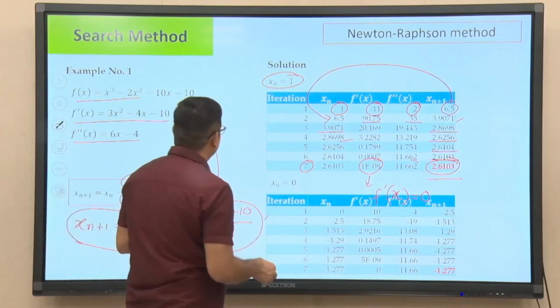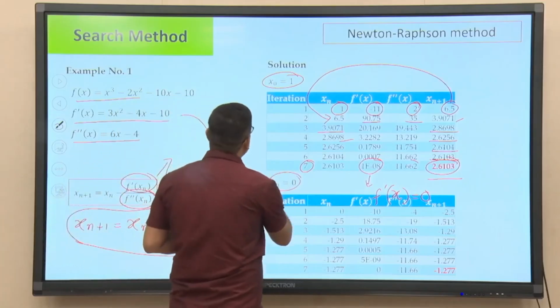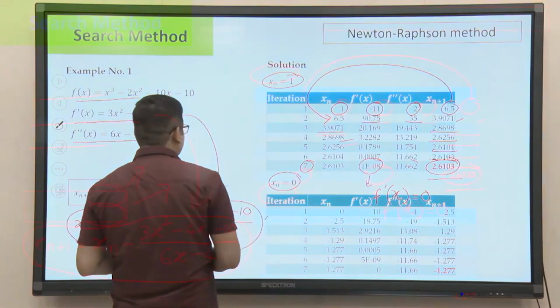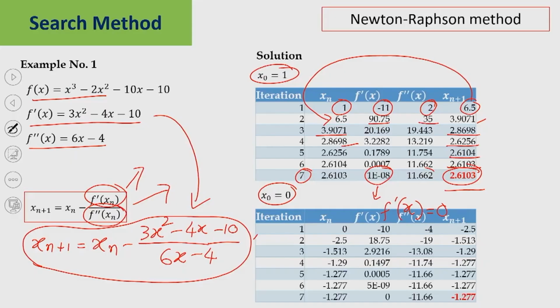If I take another starting point. As you have seen, this particular function has 2 optimal solutions. If I start with x naught equal to 0, you can see I am getting a different optimal solution. That is on the other side, that is minus 1.277. That is the solution I am getting in the 7th iteration.